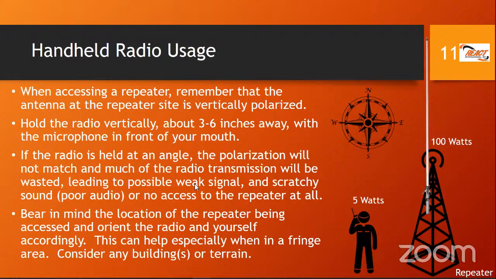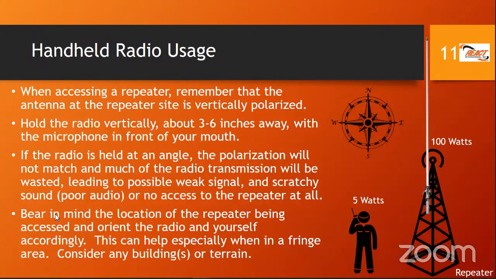The third bullet point, if the radio is held at an angle, the polarization will not match and much of the transmission will be lost or wasted. And you may suffer a weak signal as a result. So how do you know that? The person who is receiving, you're talking with, they'll tell you you're sounding scratchy, poor audio, or you may not be able to access the repeater at all. So bear that in mind. If you're having trouble accessing it, just simply holding the radio upright may result in a 1,000% increase in your signal.